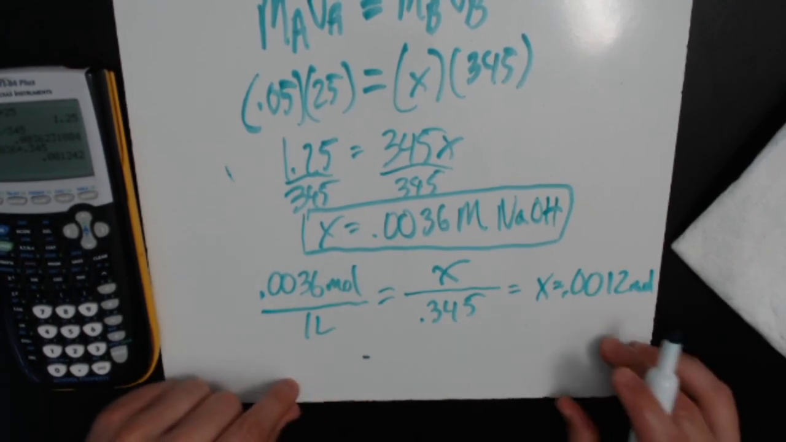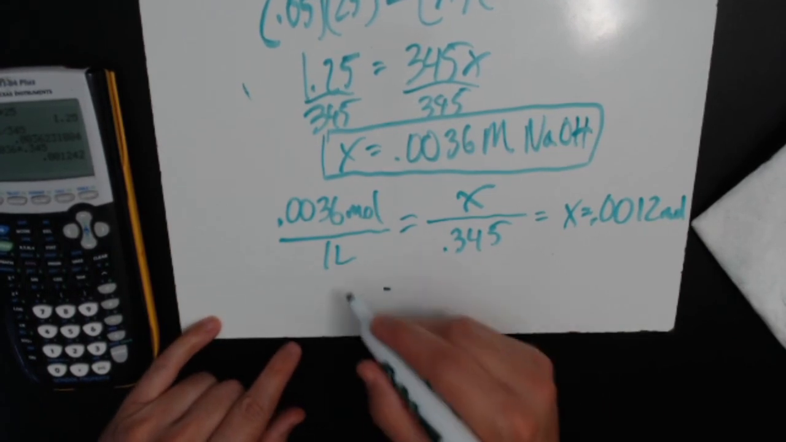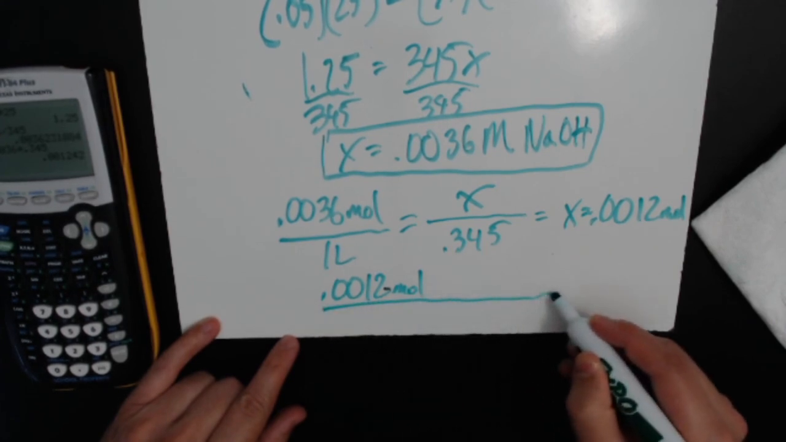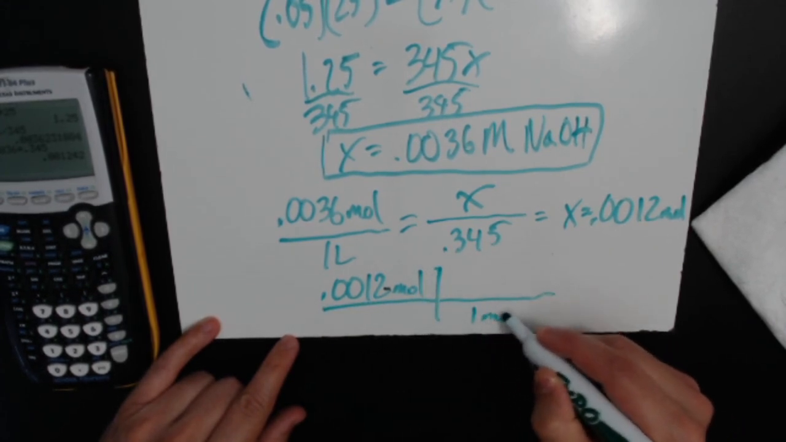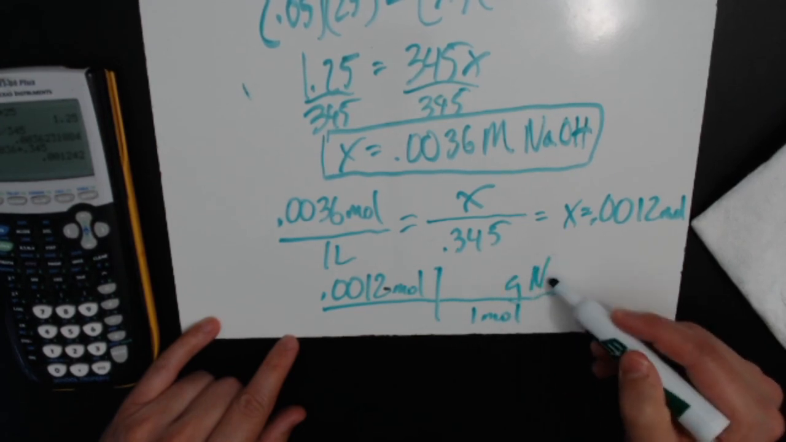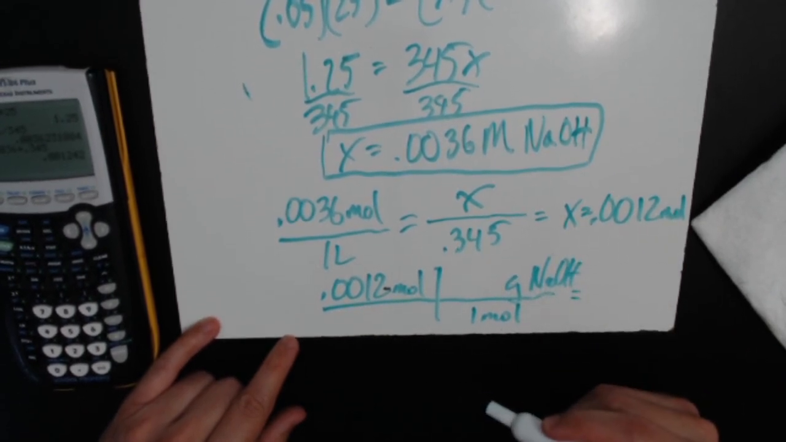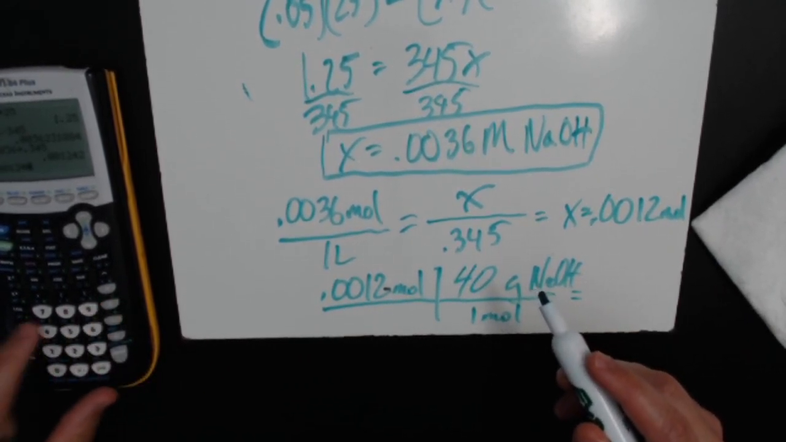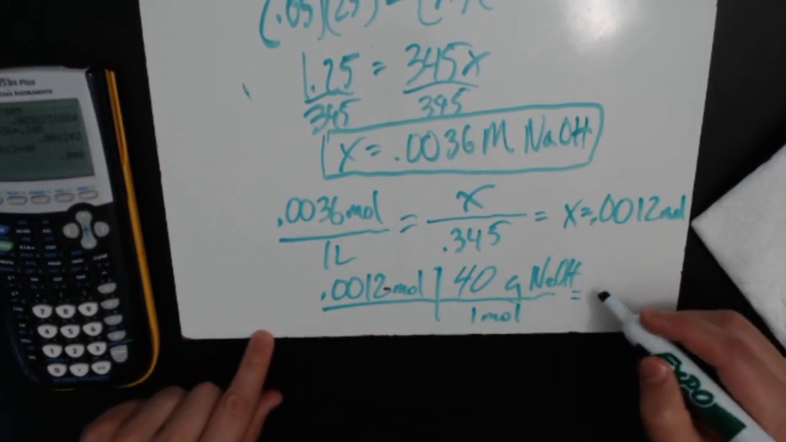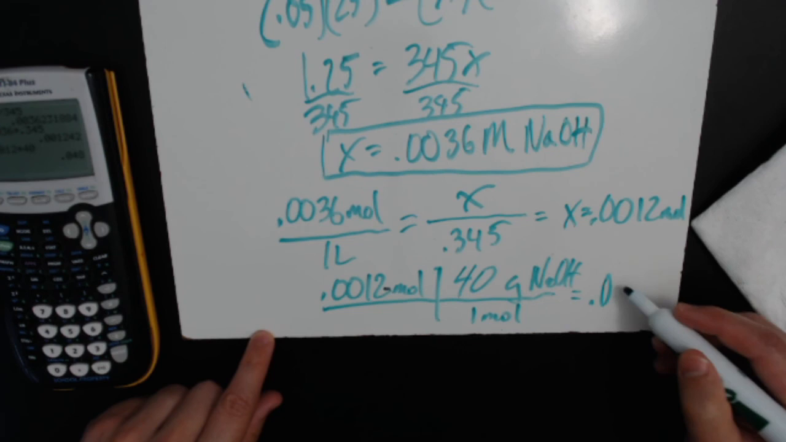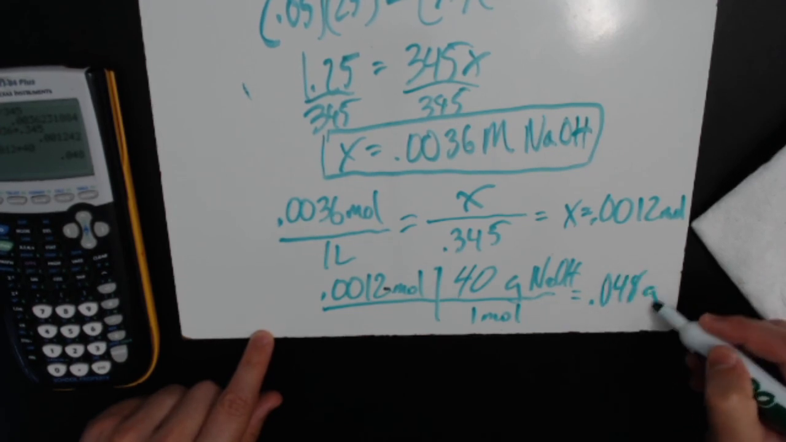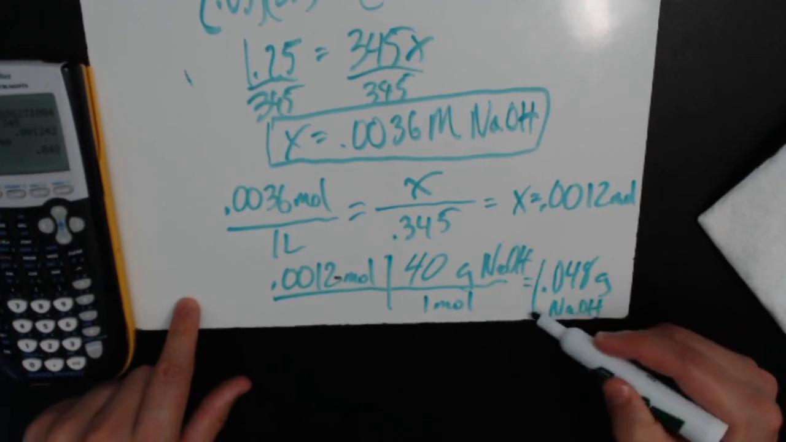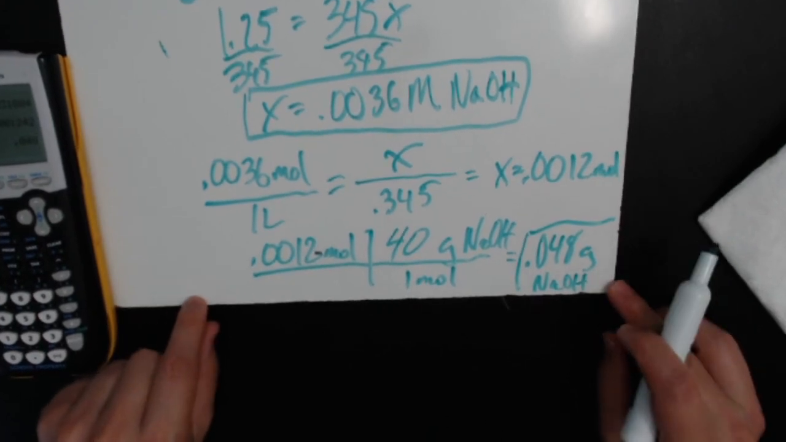Alright, now we have the number of moles. You guys have been doing this long enough that you know you can always take moles and convert them to grams using good old molar mass. In this case, molar mass of sodium hydroxide is 40 grams per mole. So 0.0012 times 40. And look at that. I don't even have a scale that can measure this much. 0.048 grams of NaOH. There you go. That is technically the final answer to this question.